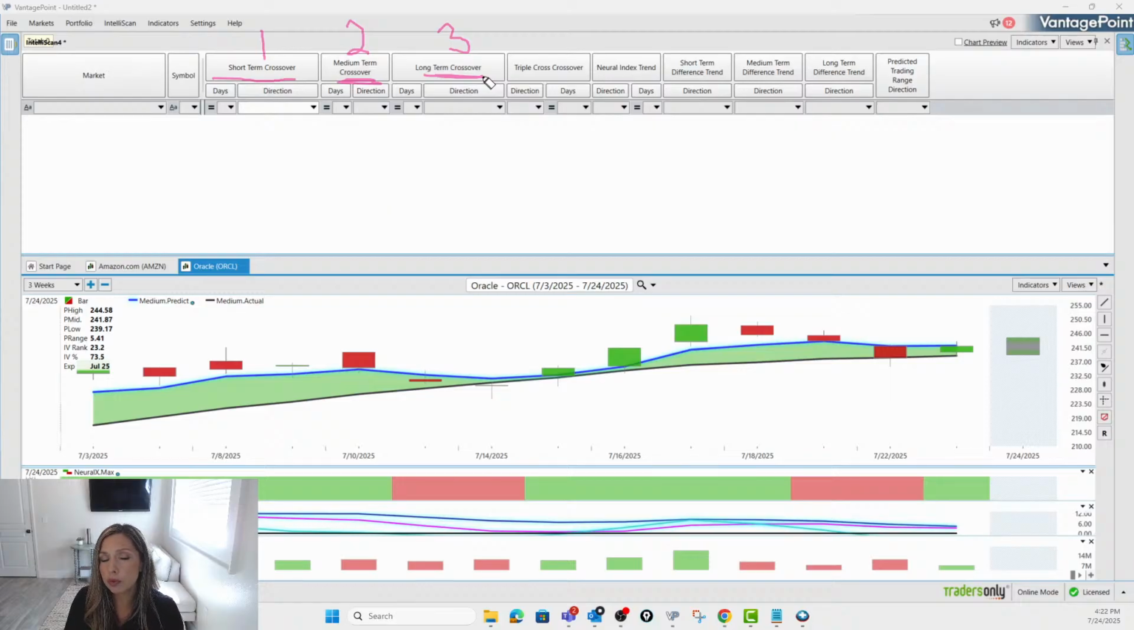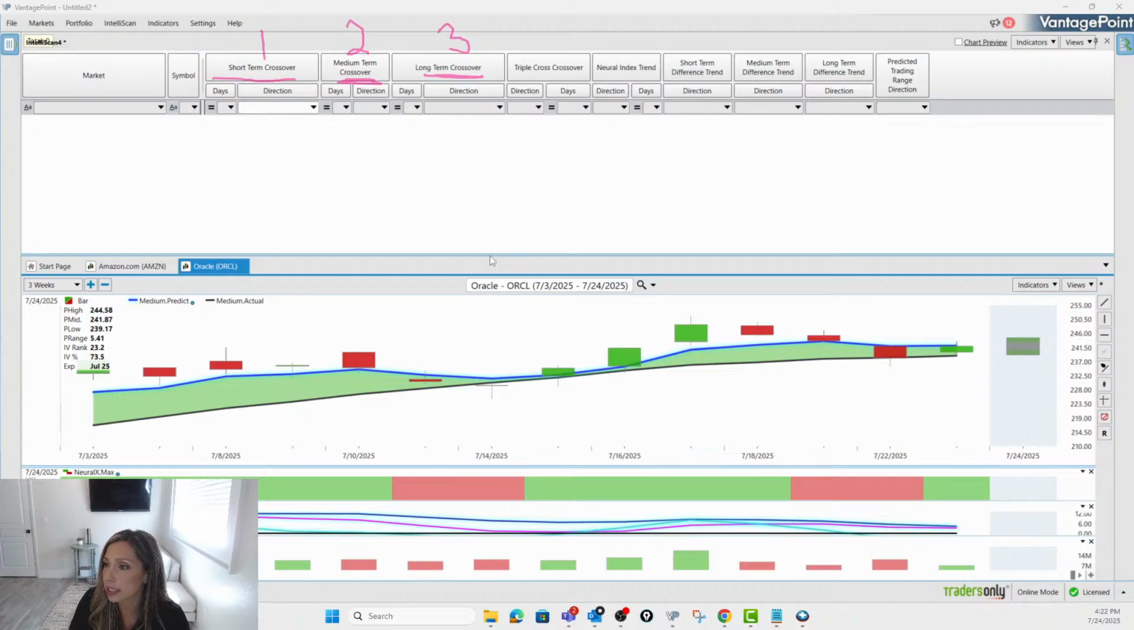So we're really moving in order of sensitivity to more conservativeness from the short to the medium to the long. And then, of course, the triple cross is going to be the most conservative. It uses 3 different predictive moving averages. So you can see these in the IntelliScan.